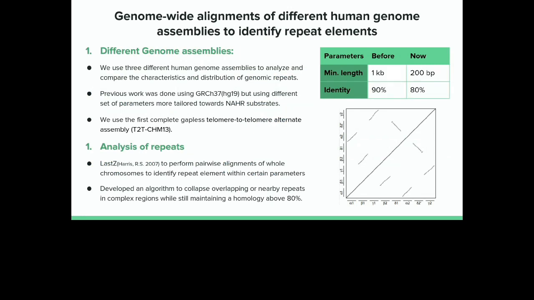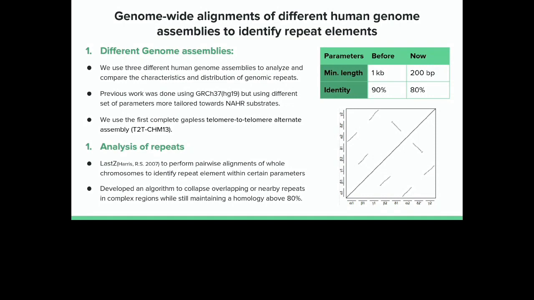So one of the main reasons why we use 3 different human genome assemblies was to analyze and compare the characteristics and distribution of genomic repeats in each one of the assemblies. I also want to highlight the previous work done using HG19 assembly, but using a different set of parameters more tailored towards non-allelic homologous recombination substrates, where they use a minimum length of 1 kilobase with an identity of 90%.